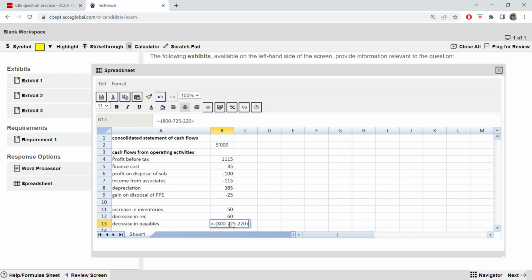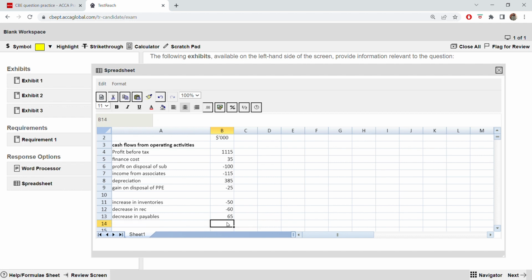It saves a lot of time. Most of the students waste time finding the correct places to take the figure from. Enter. 65. Sorry, it's minus 65, right? Enter. Okay, because payables are reducing, here you don't have to put a minus because I think automatically it will show the minus. So remove the minus sign.